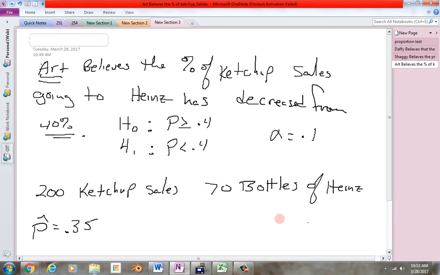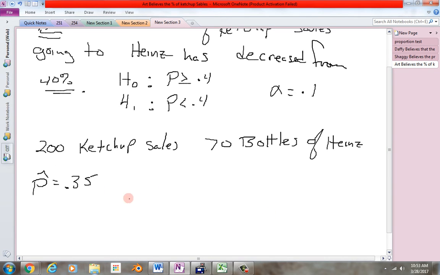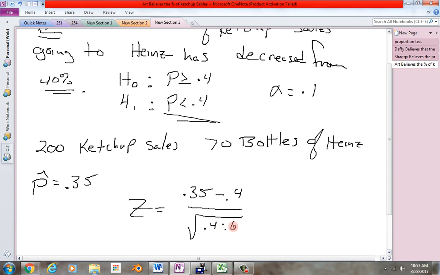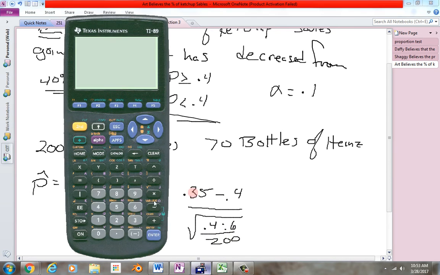Okay, and so let's test that. So again, if you're making this at home, the z-score is going to be 35% minus 40, which would give us a negative, which is good because we were talking about less than. And then divide by the square root of, again, under the null hypothesis, it's 60-40, 40-60, whichever way you want to write it, not important, over 200.